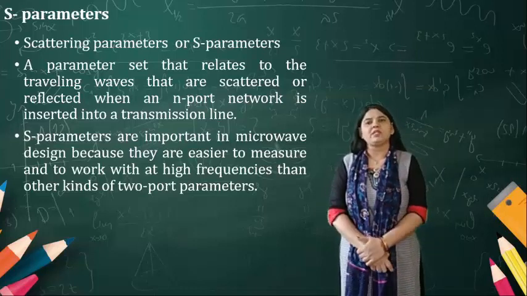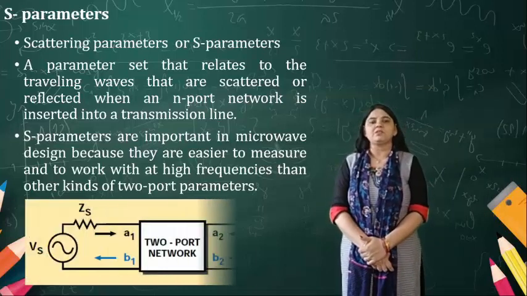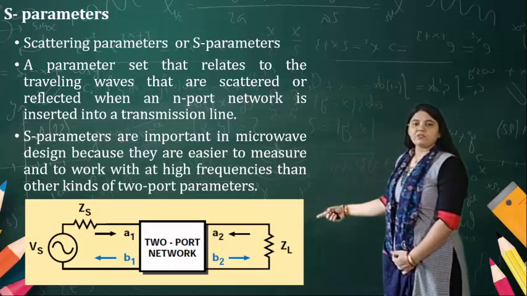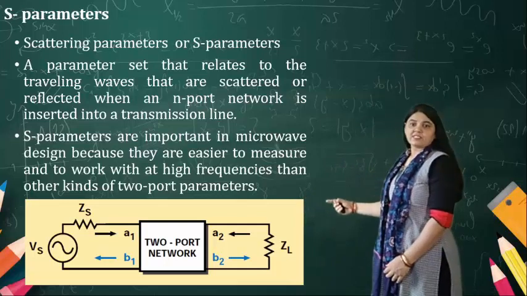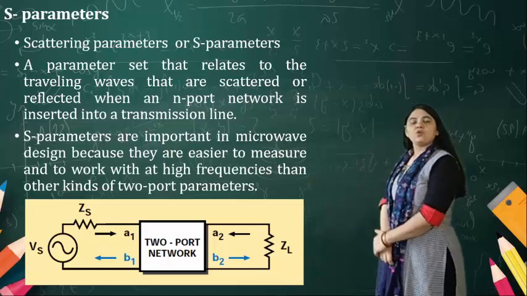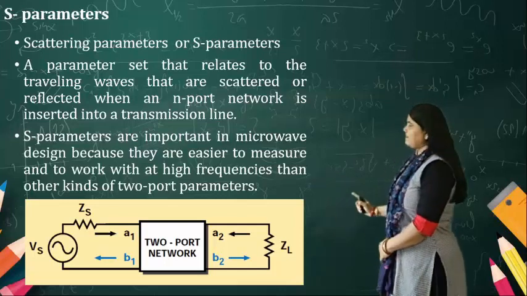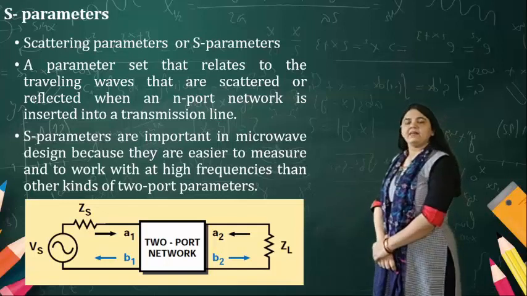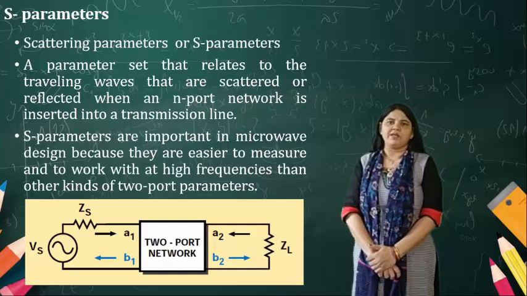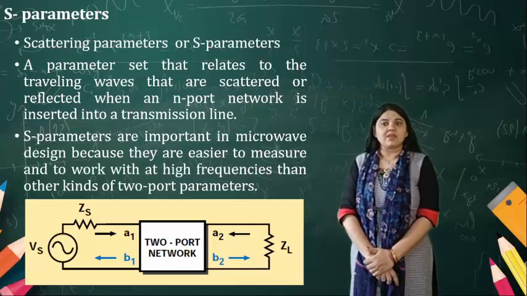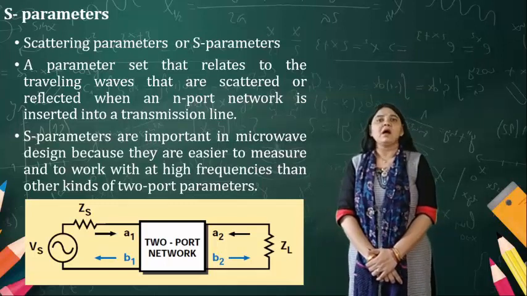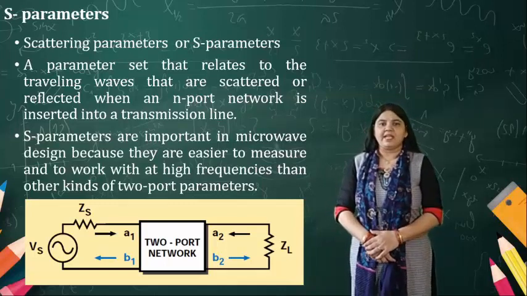So for the two port network, you can see in the diagram the two port waves. A1 is the incident wave, B1 is the reflected wave, and the source voltage is Vs. At the load end we have connected the load resistance, or the load impedance. So this way the S parameter is important to have an idea about any two-port network.